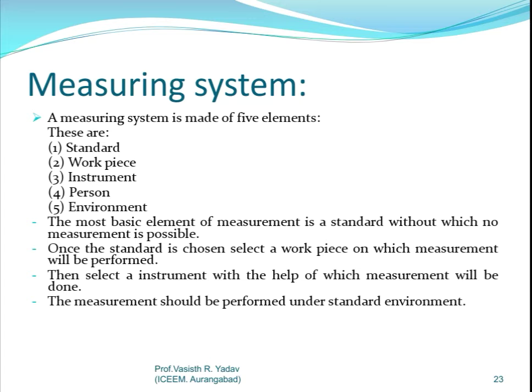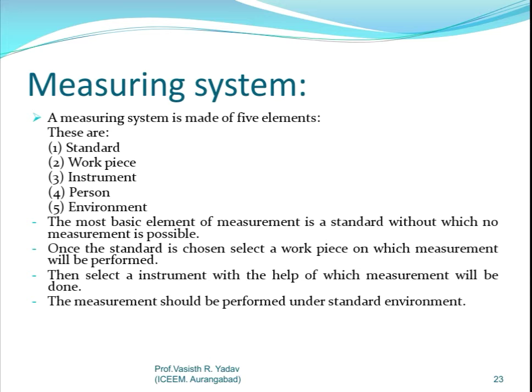The second thing, when we need a physical quantity to be determined in some unit, then we are determining that physical quantity on some workpiece, right? We measure dimensions of some product, some workpiece. So the second element which we need is the workpiece. The third element of a measuring system is the instrument. To determine some physical quantity we need the instrument, so that instrument forms the third element of any measuring system.